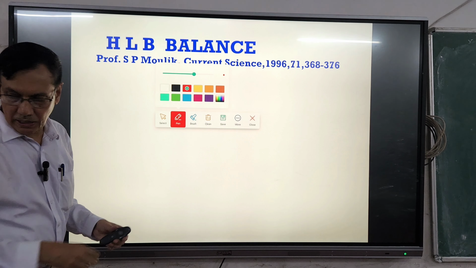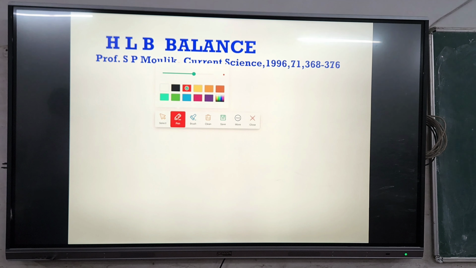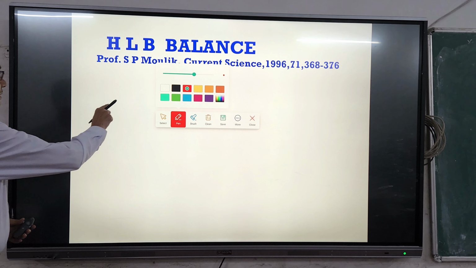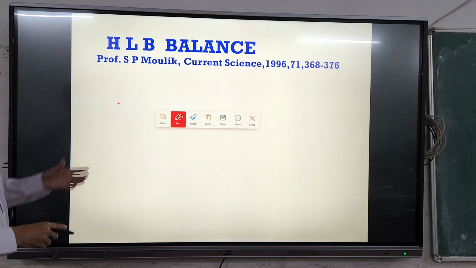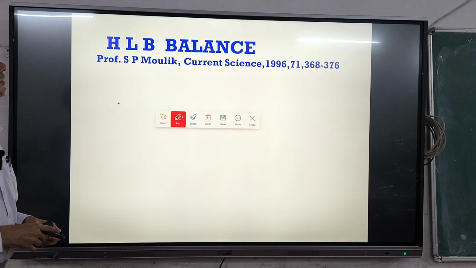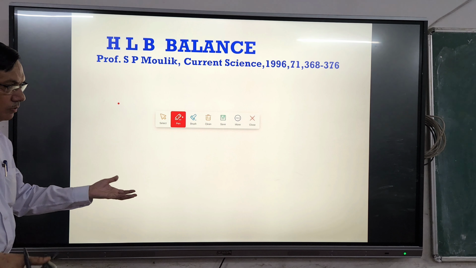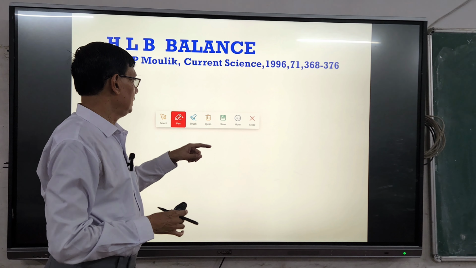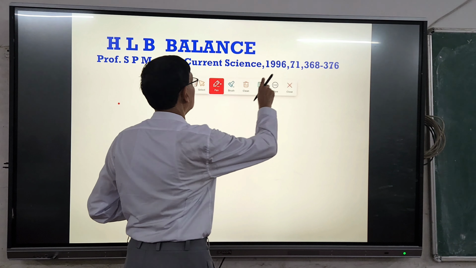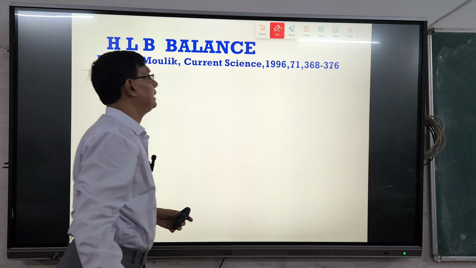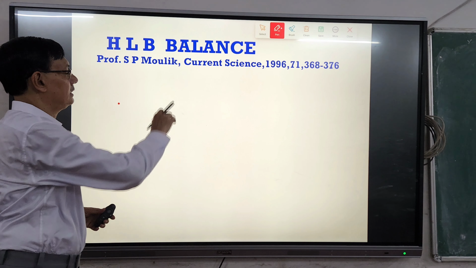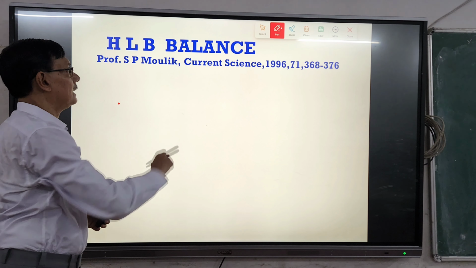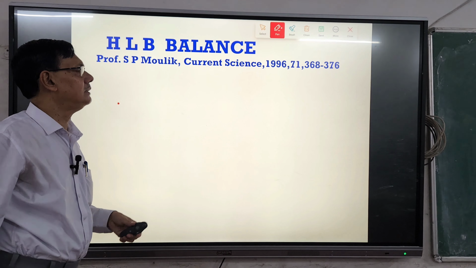Now I must tell you, I have taken this diagram from a very renowned, well-known Indian scientist, Professor S.P. Maulik. He is no more. Many times he visited our place. I am using this diagram of HLB balance from one of his research papers published in Current Science long back, in 1996.